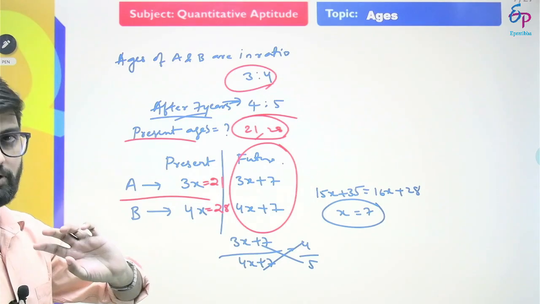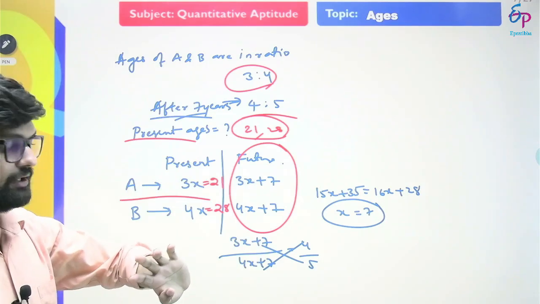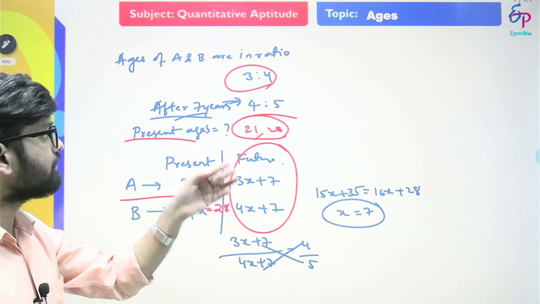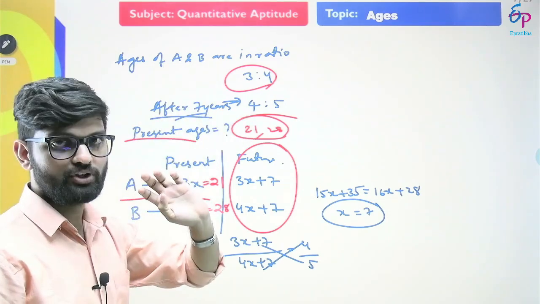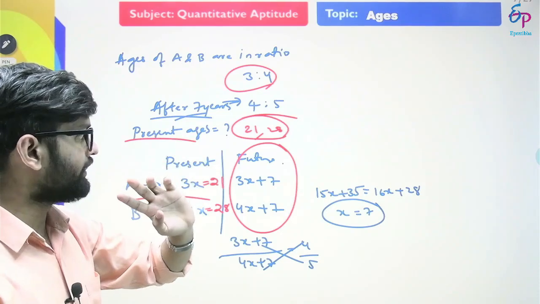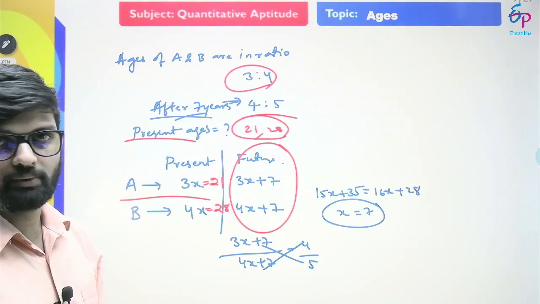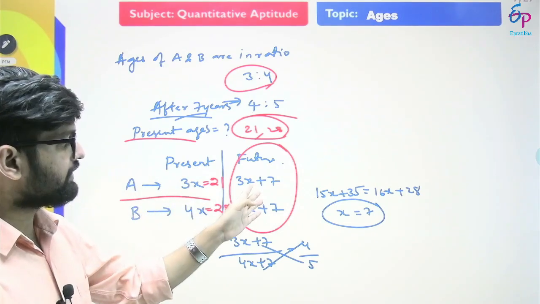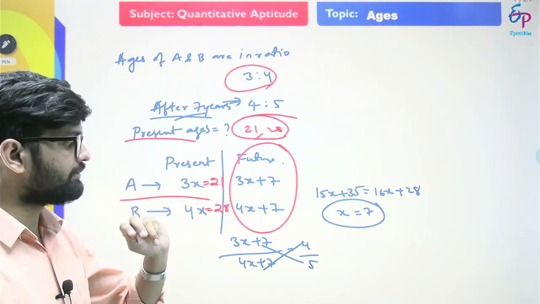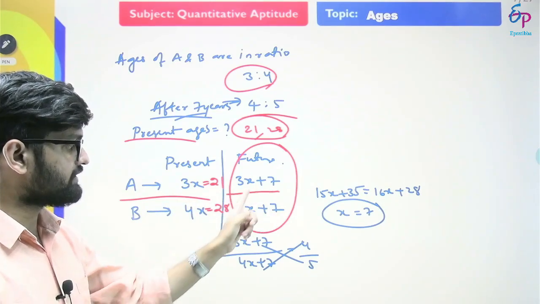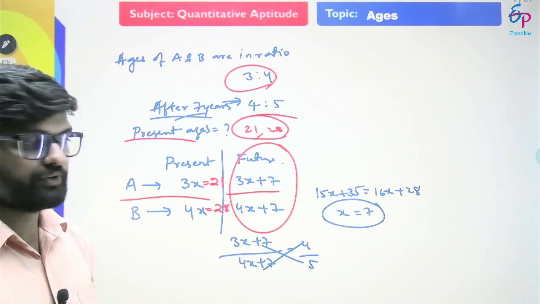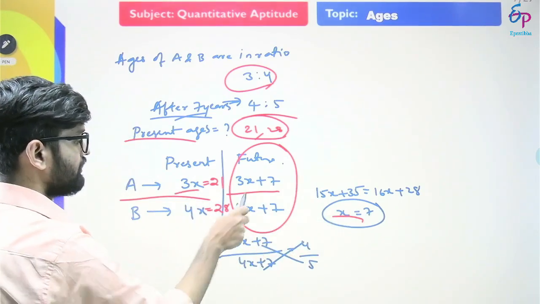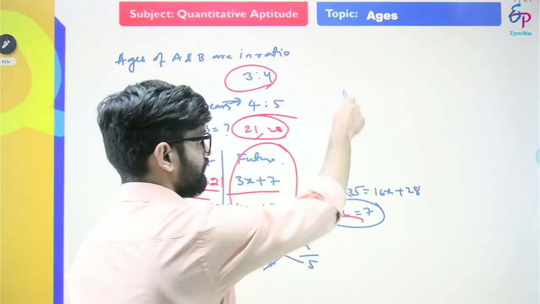Without using pen and paper also you can solve this question. But let's see this method again. Ages of A and B are in the ratio 3:4. After 7 years it is 4:5. Now I am asking you to find the present ages of A and B. So I write A's present age as 3x, B's present age as 4x. After 7 years it will become 3x plus 7 and 4x plus 7. The ratio is 4:5. Just cross multiply, x value you will get as 7. As soon as you get x as 7, just substitute in 3x and 4x, and you will get the correct answer. What is the ratio method?